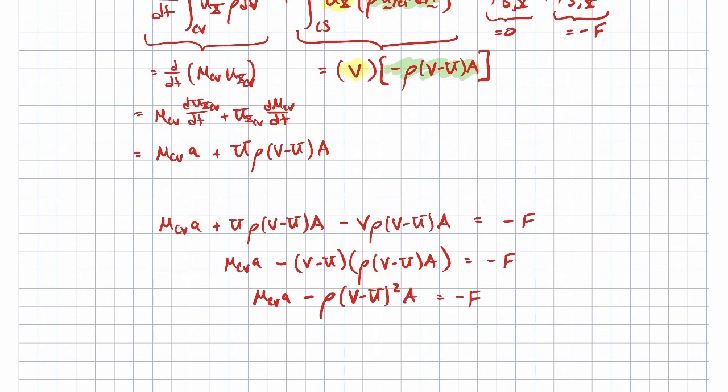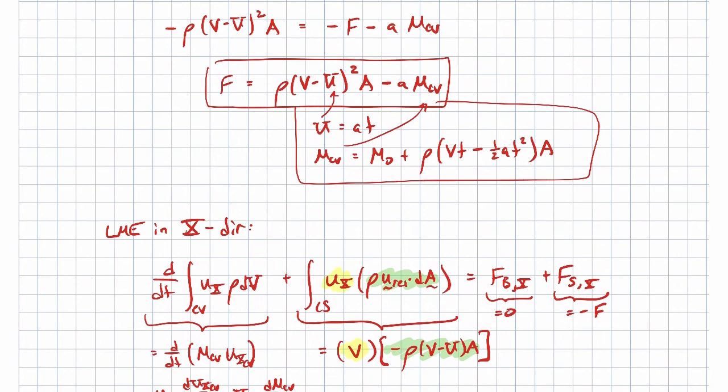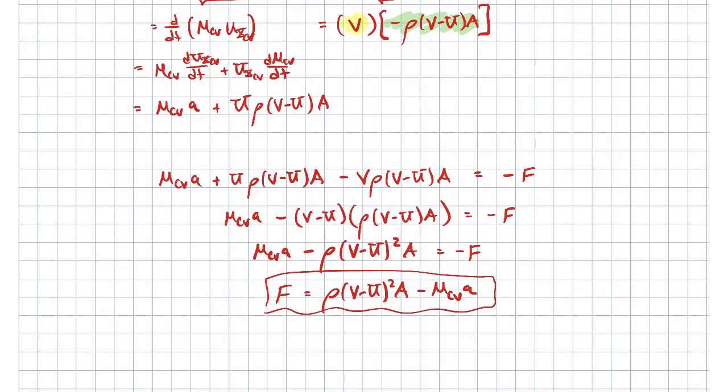And so then let me just rearrange that. F is equal to rho (V minus U) squared times area minus the mass in the control volume times acceleration. So that's what we get for our force. And if you look back up here, it's the exact same expression that we derived using our blue coordinate system, the one that's accelerating. We get the same exact expression. So we found this one using our fixed coordinate system, and we get the same result as expected.